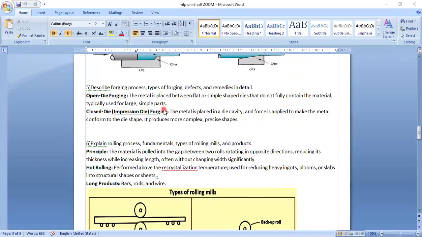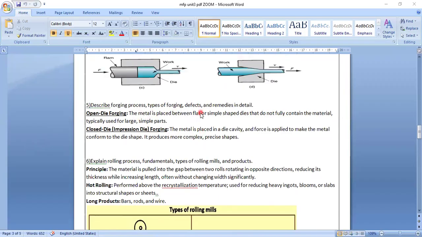Fifth question: describe the forging process, types of forging, defects and remedies. Forging has open die forging and closed die forging. In open die forging, the metal is placed between flat or simple shaped dies that do not fully contain the material, typically used for large and simple parts. Here the metal is placed between two dies; this is an open die. This one is a closed die because four sides are closed.